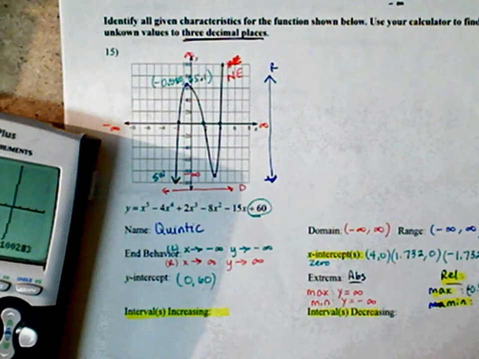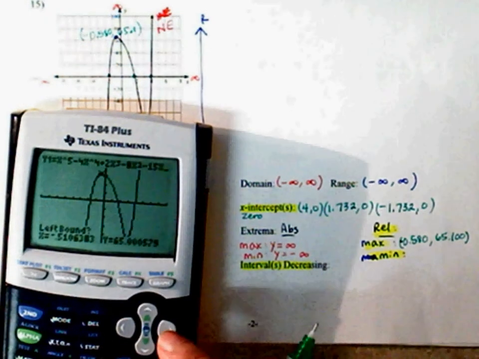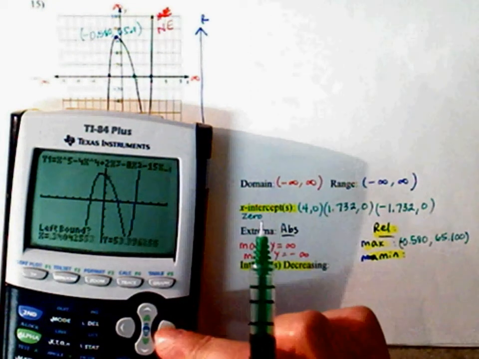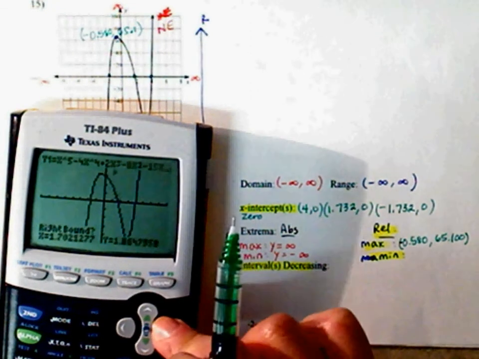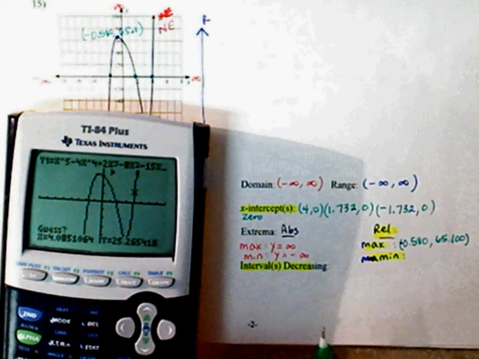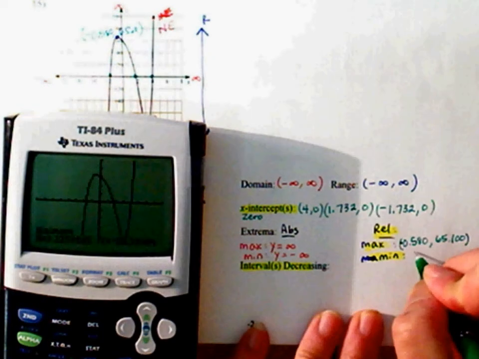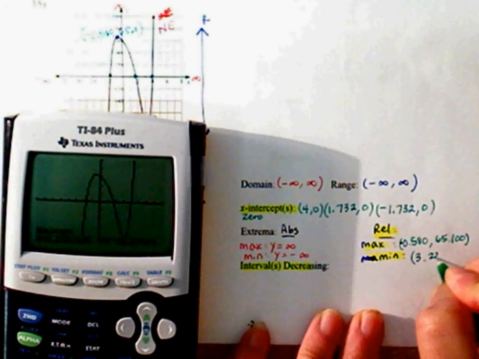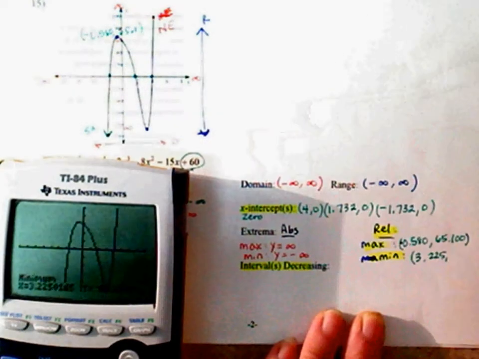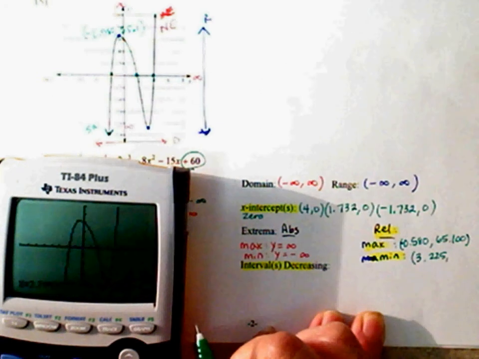Second calculate, minimum's number 3. Same thing. I need to be to the left of that point, anywhere to the left. Scroll over until you're to the right of the curve. Okay. And, yeah, give me my minimum. What's my minimum? 3.225, comma, that looks like negative 86, right? Yep. Just move this over if you can't see it.